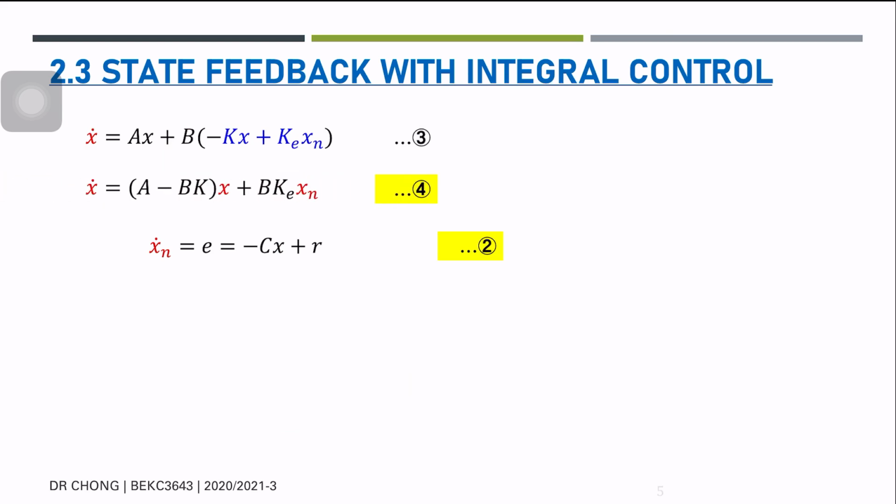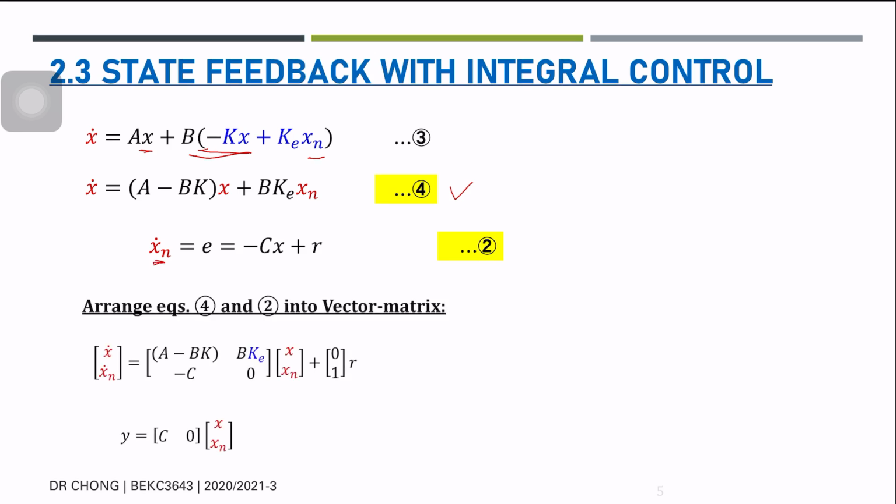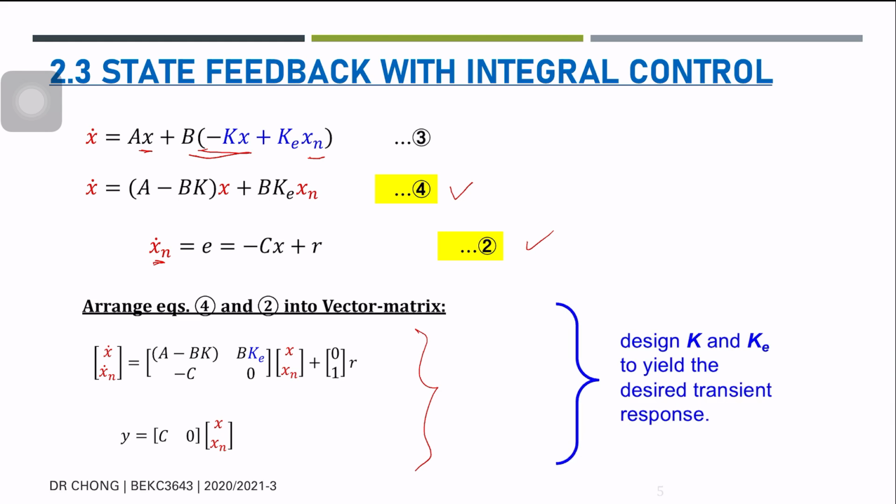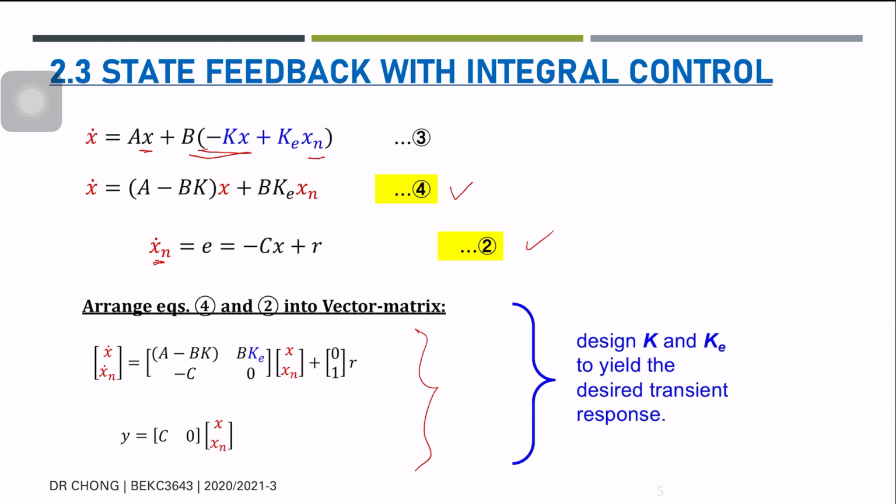Continuing this slide, we rearrange equation 3 and get equation 4. We put the x terms together, and then the xn. Now we know that our xn dot is e, given by these equations. We rearrange equation 4 and equation 2 from just now, and we find this new vector matrix for our step feedback with integral. From here we can see that to design this controller, we need to obtain the values of K and also Ke.